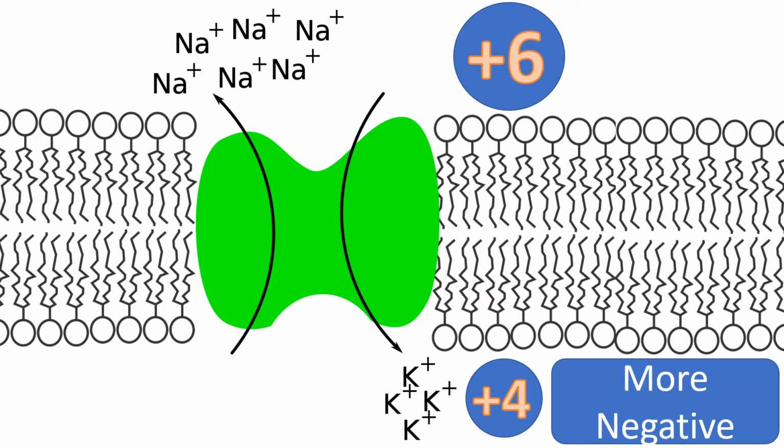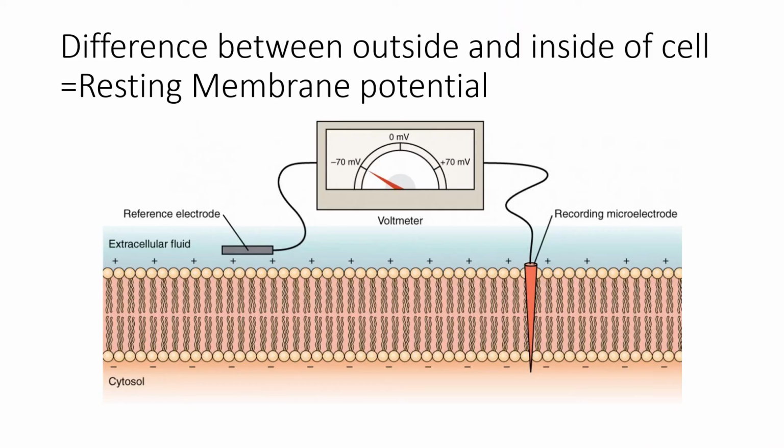If we carry this out, we can see that there's going to be more positive charges outside the cell than inside the cell. The relatively fewer positive charges in the cell makes it more negative compared to outside. If we were to actually stick an electrode through the cell membrane and measure the difference in charges between the inside and outside of the cell, we would see that the potential difference is roughly -70 millivolts.